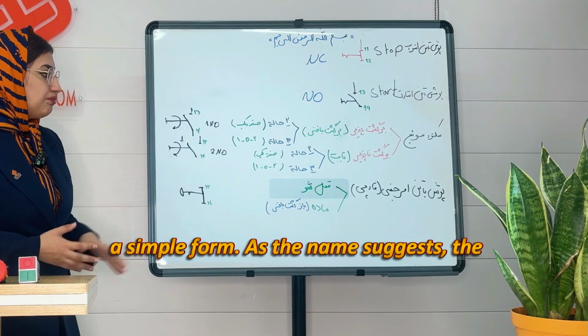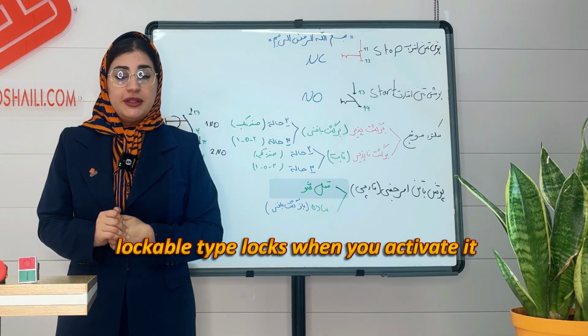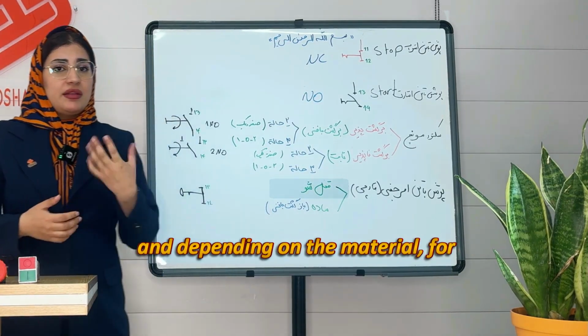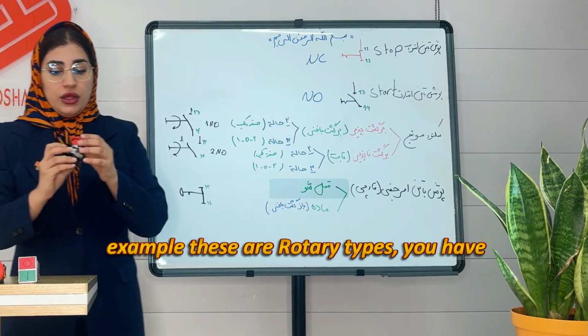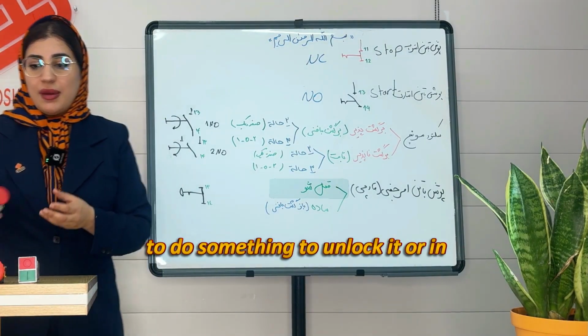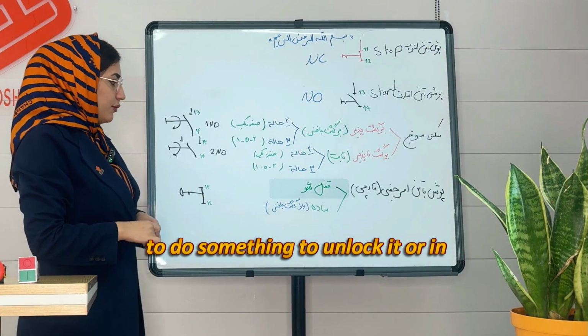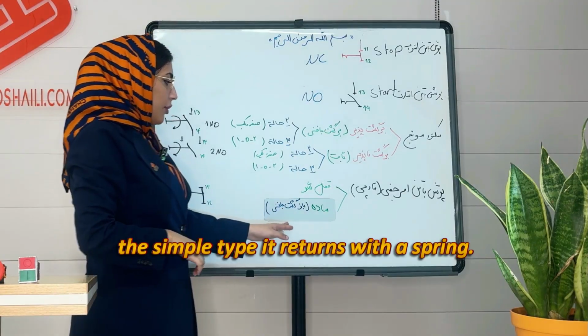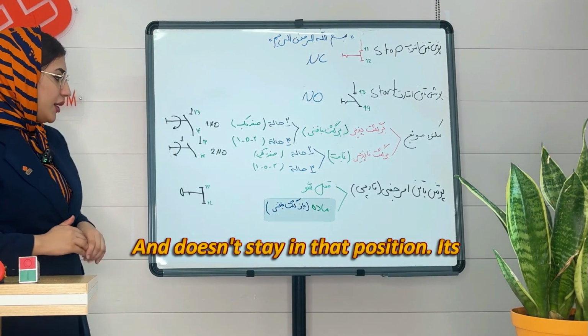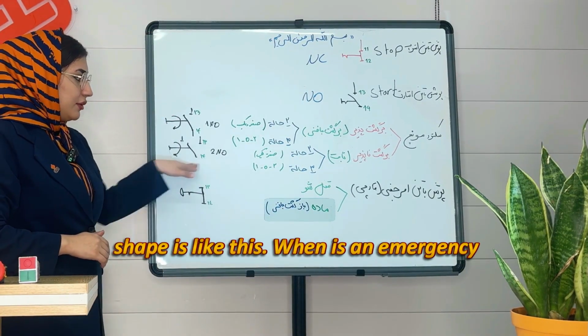As the name suggests, the lockable type locks when you activate it, and depending on the material, for example, these are rotary types. You have to do something to unlock it, or in the simple type, it returns with a spring and doesn't stay in that position. Its shape is like this.